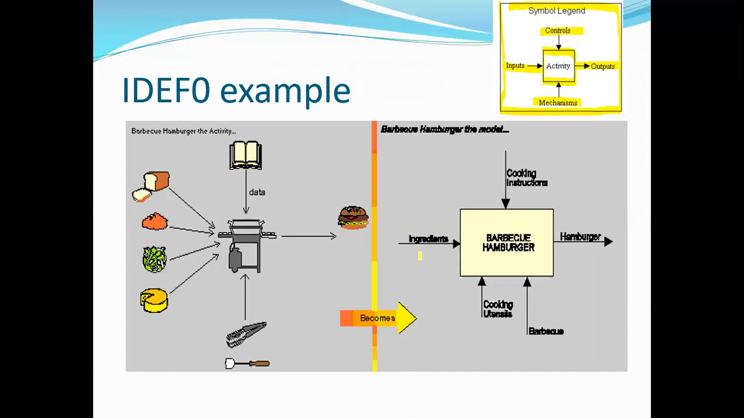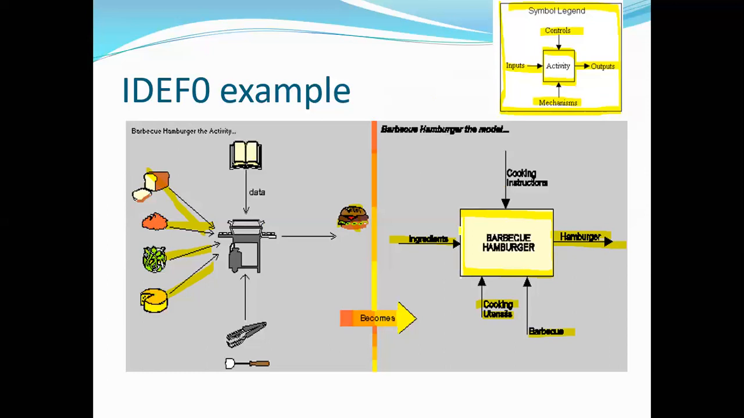Let's see here. We are investigating the process of making the barbecue hamburger. This is the process of making the hamburger, and this belongs to the raw material, the ingredients. The ingredients are the bread, vegetables, cheese, and the meat, and then the output is the hamburger product. The mechanism is the cooking utensils and the barbecue equipment itself.